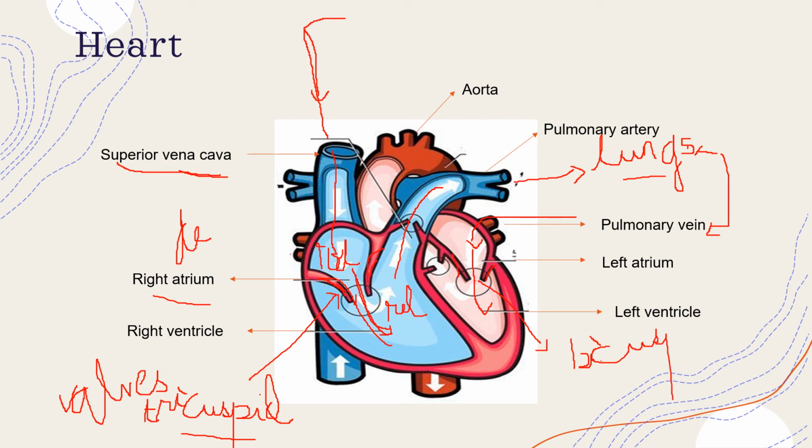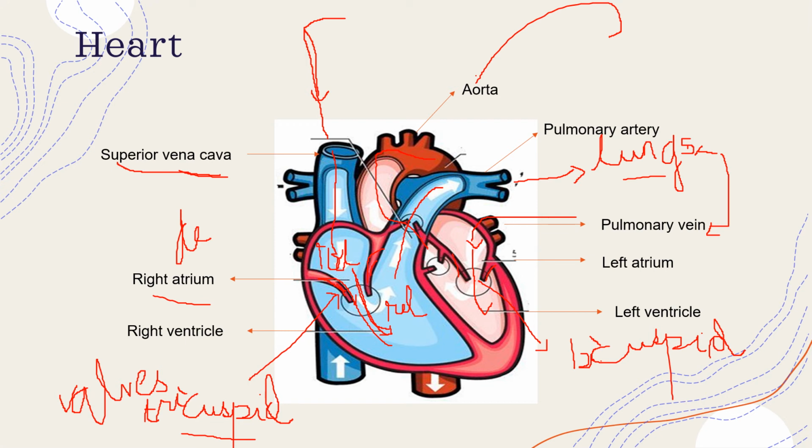Bicuspid. The valve which is present between the left atrium and the left ventricle is called the bicuspid valve. From here, the blood is taken to the aorta, which is the largest artery. It is the largest artery which carries the pure blood again to the different parts of the body.